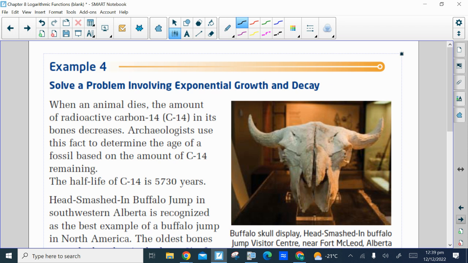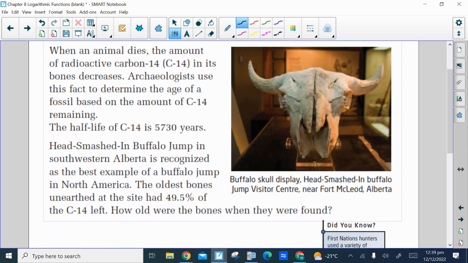When an animal dies, the amount of radioactive carbon-14 in its bone decreases. Archaeologists use this fact to determine the age of a fossil based on the amount of carbon-14 remaining. The half-life of carbon-14 is 5,730 years. So that means it takes 5,730 years for the amount of carbon-14 to decay to half of what it started with. That's what half-life means. How long it takes for it to decay to half of what it started with.